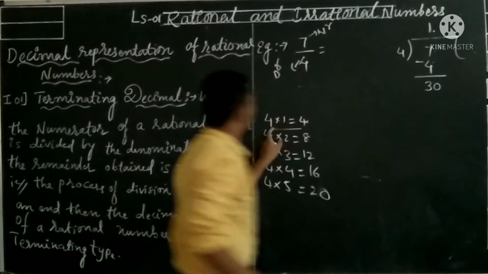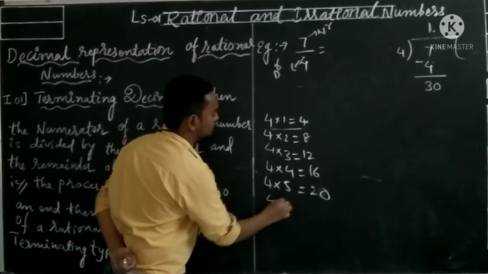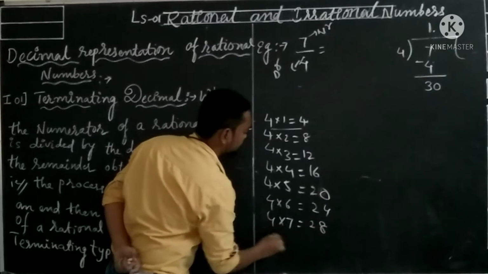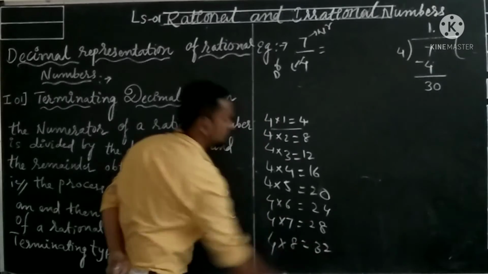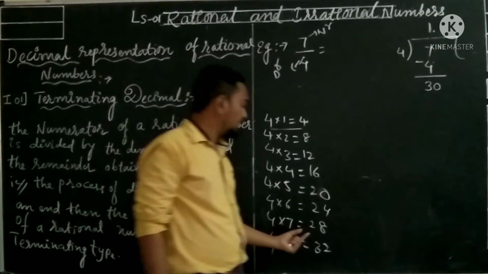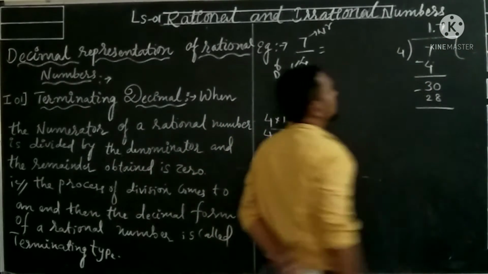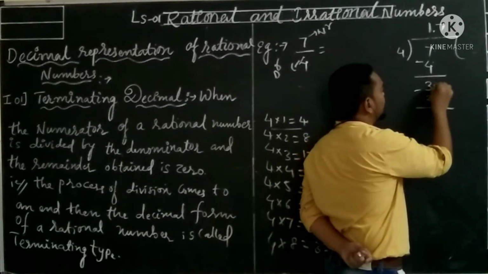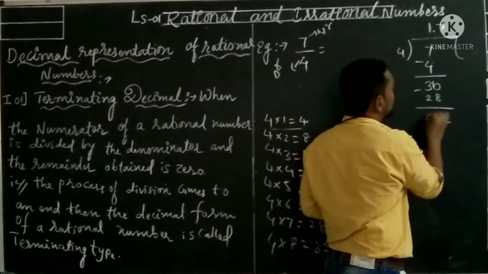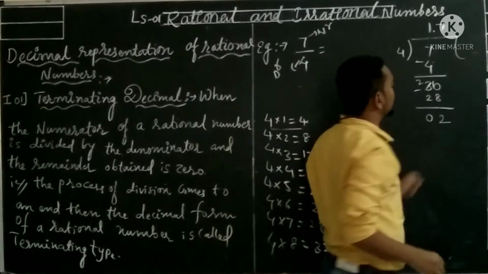Now with 4, 4 ones are 4, 4 twos are 8, 4 threes are 12, 4 fours are 16, 4 fives are 20, 4 sixes are 24, 4 sevens are 28, 4 eights are 32. 30 is not in the 4 times table, so we take 4 sevens are 28. 30 minus 28 is 2.